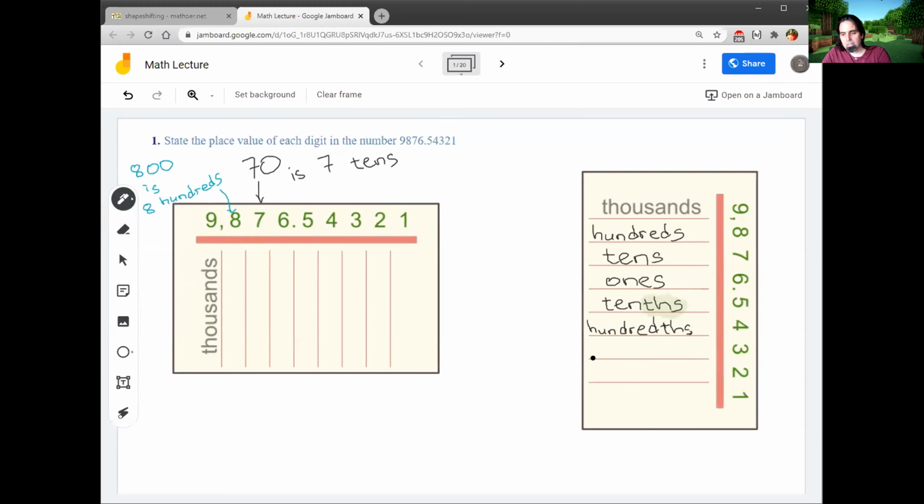And the 3? Thousands. Thousands. And then they keep going. So the 2 is 10,000ths. And the 1 would be 100 thousandths.